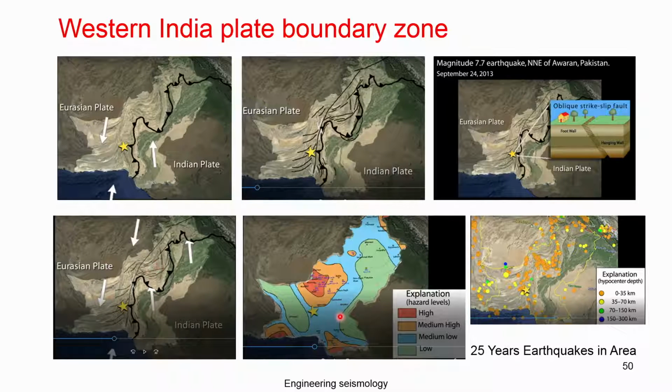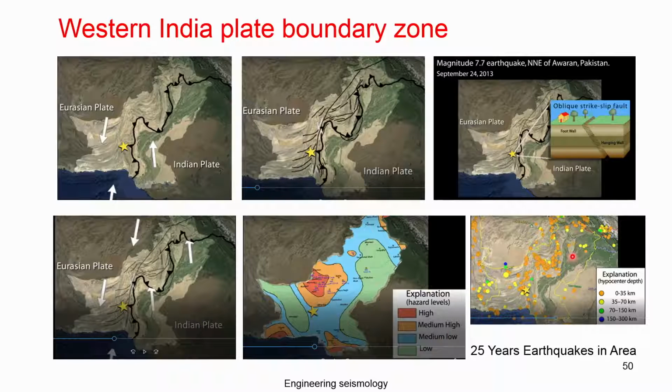With reference to the seismic zonation map, this is the seismic zone of Pakistan. You can see that this particular earthquake happened in the medium-low zone. Similar to India, the Pakistan zone map may also not be very accurate, since a 7.7 is a big earthquake, and it happened in a place that the zonation map gave as a medium-low zone.